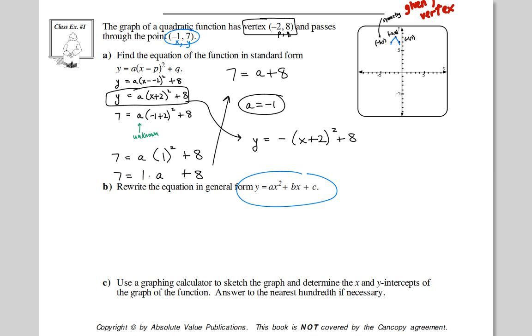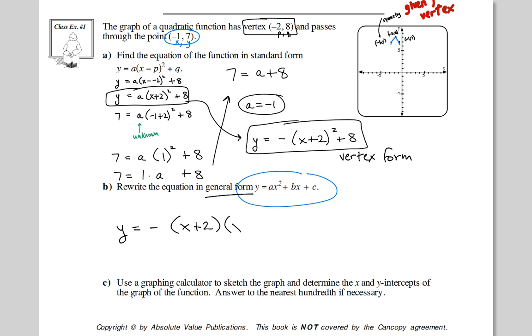So how can we take our equation that we have in the vertex form and then put it in what they're calling the general form? You can't distribute a into the brackets yet. You have to expand the brackets because exponents go before multiplication in the BEDMAS order. So you have y equals negative (x plus 2)(x plus 2) plus 8. It's a perfect square, so you get x squared plus 4x plus 4.